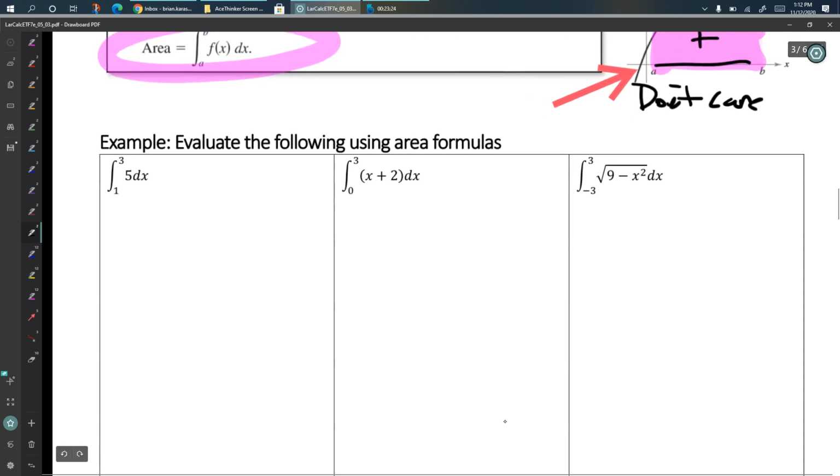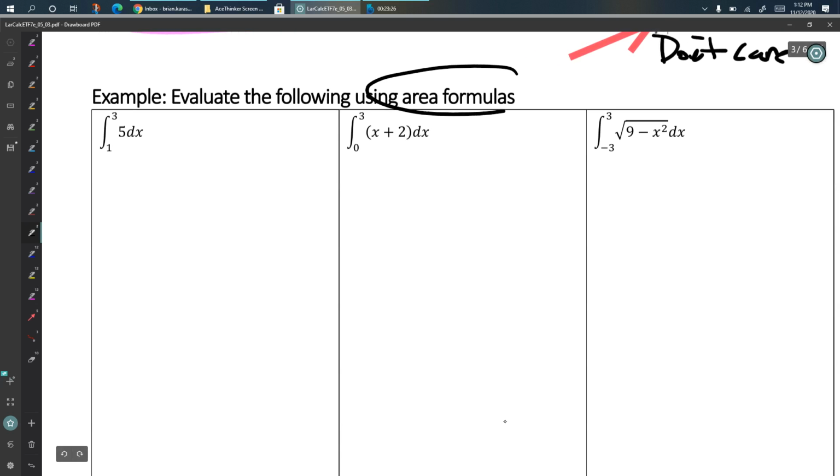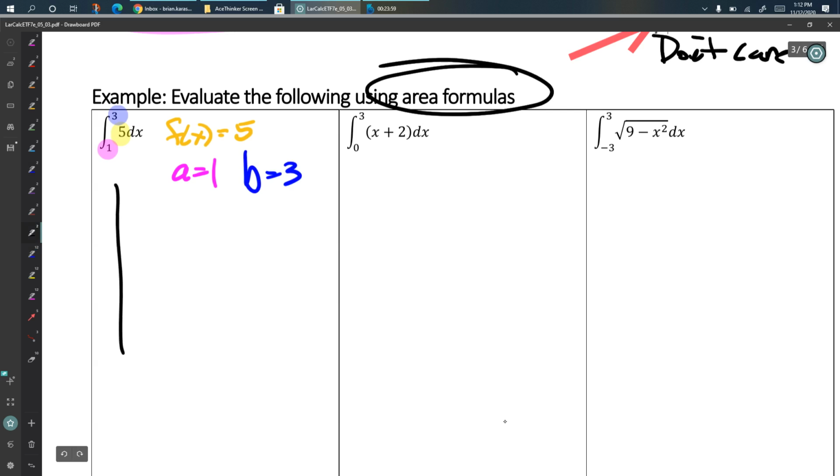Okay? All right, so here's a couple examples where they want us to find the area using formulas. So let's look. What's happening here? What is this notation asking me to do? Well, it's telling me that my function f of x is the horizontal line y equals 5. It's telling me that my lower limit a is 1. It's telling me that my upper limit b is 3.